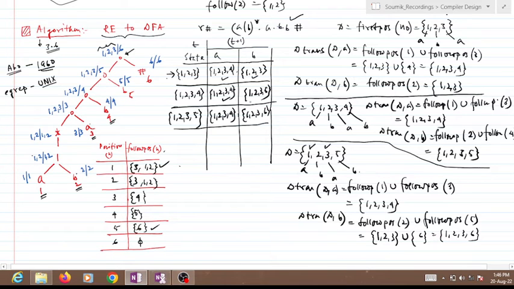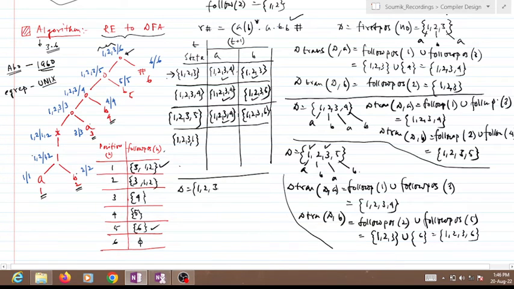Now see, this state has been computed. Now 1 2 3 4, the transition for this state is also computed here. Now 1 2 3 6, this is a new one. So the state is 1 2 3 6.